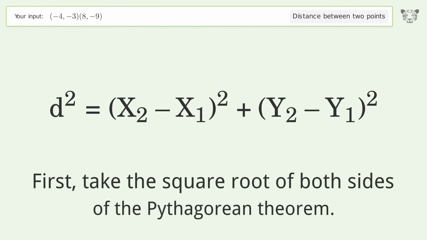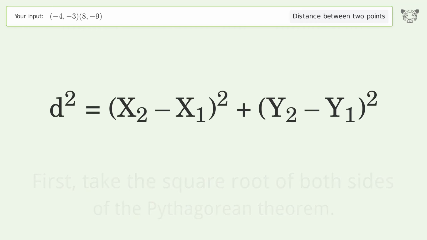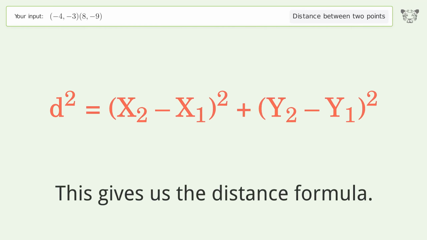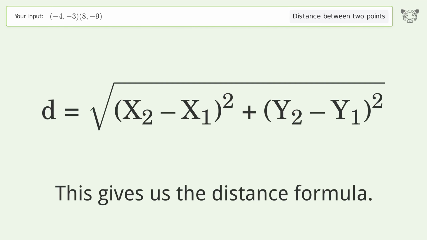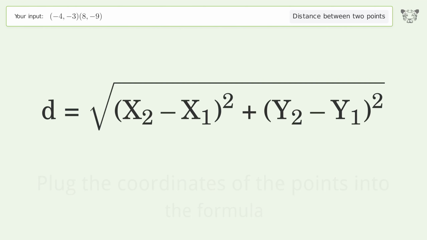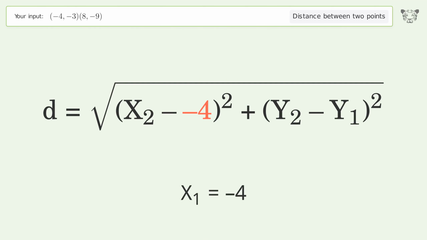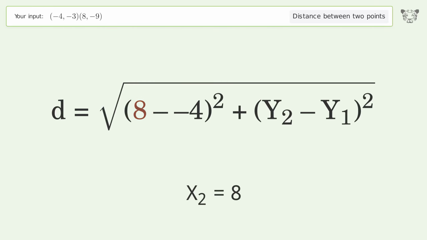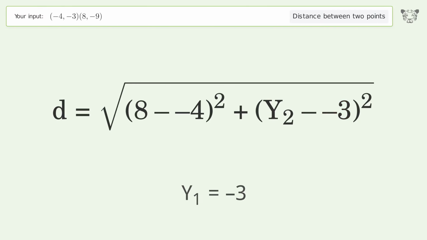First, take the square root of both sides of the Pythagorean theorem. This gives us the distance formula. Plug the coordinates of the points into the formula. x1 equals -4. x2 equals 8. y1 equals -3. y2 equals -9.